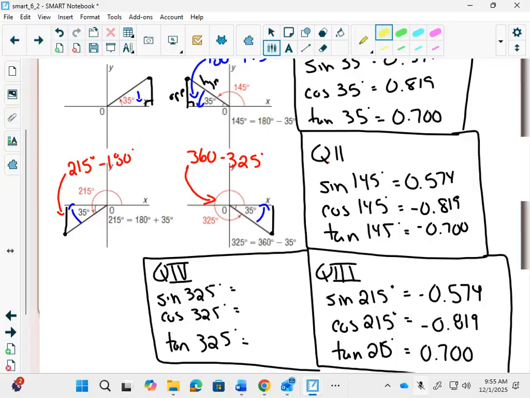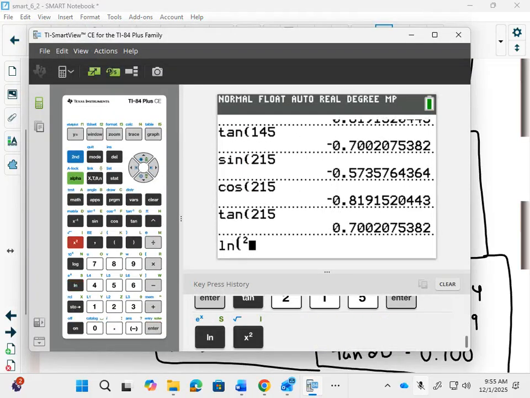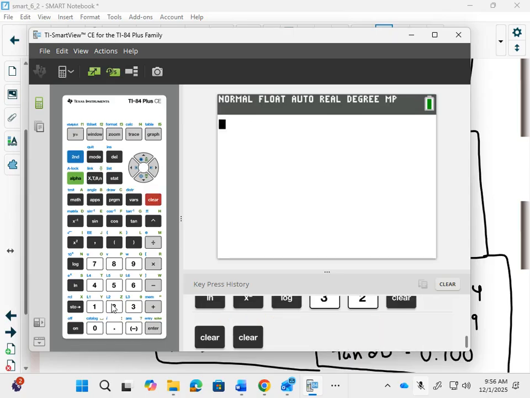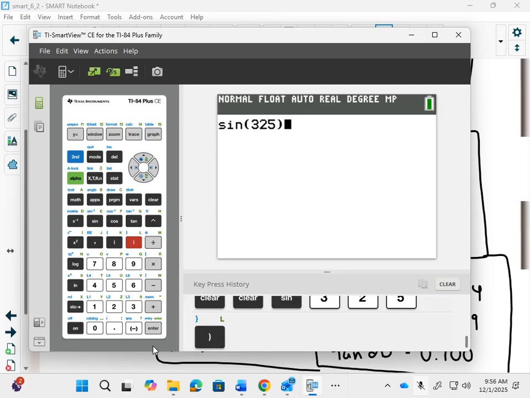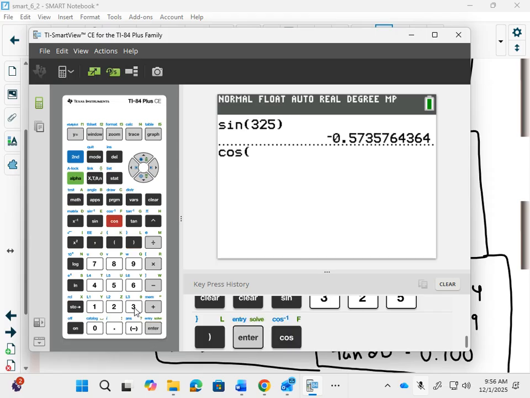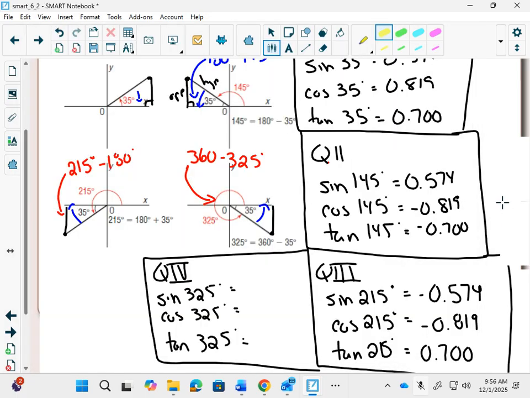Any guesses? So what's our guess on, whoa, I hit the totally wrong buttons. Here we go. Sine of 325. Positive or negative? Guess? Negative? Yes. Cos 325. Guess? That one is positive. And tan? Guess? Oh, the tan is negative.